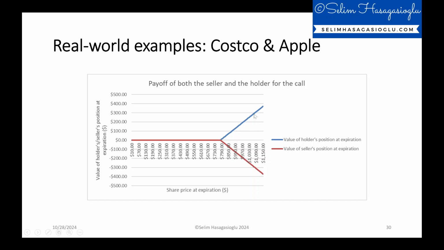But remember, when the stock price exceeds the strike price, the option will be exercised and the holder will make some profit. But again, while the holder will make some profits, the seller will lose the same amount of money, so that the sum of the profits made by the holder and the loss recorded by the seller will be zero.